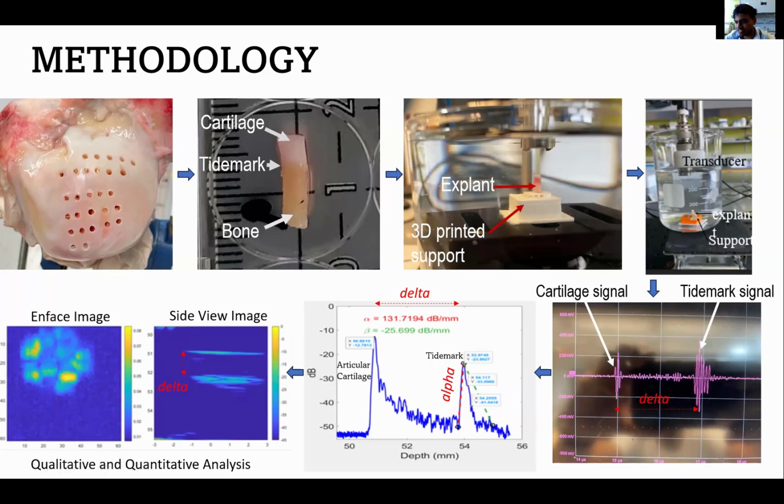The transducer scans in a raster scan fashion in a 3 by 3 millimeter square grid, and collects 61 scan lines in both X and Y directions. Then we process our signals using a custom MATLAB script. At the bottom right, in the oscilloscope, you can see these two clear signals, one corresponding to the cartilage and the other corresponding to the tide mark. And here you can see the en face and side view images that we reconstructed using the MATLAB code.